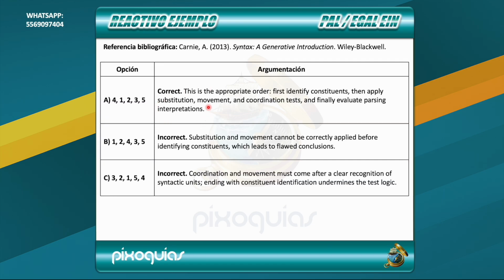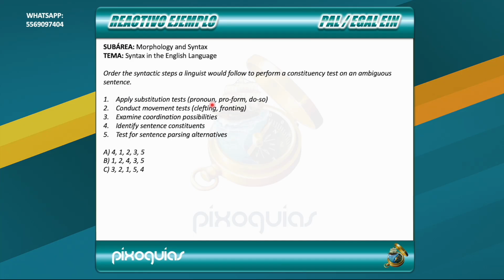We can see that the correct answer is A, with this sequence 4, 1, 2, 3, 5. Let's check it out. 4. Identify sequence sentence constituents. As we can see, A is the correct. Identify sentence constituents. 1. Apply substitution test like pronoun, perform, or do so.